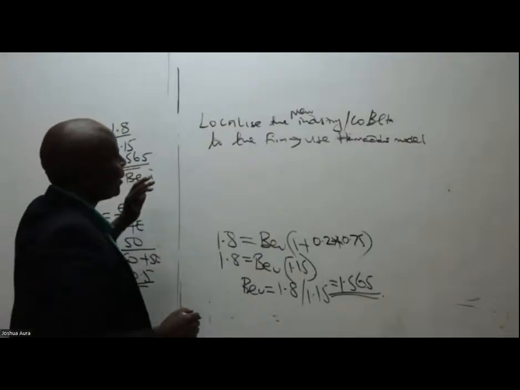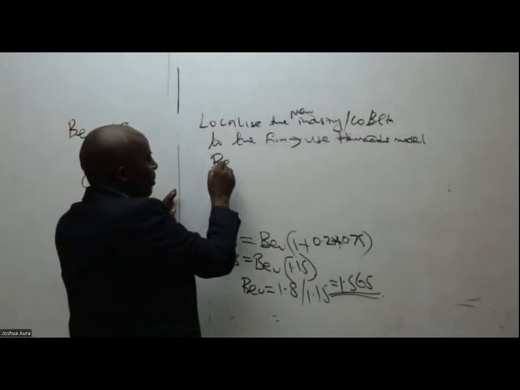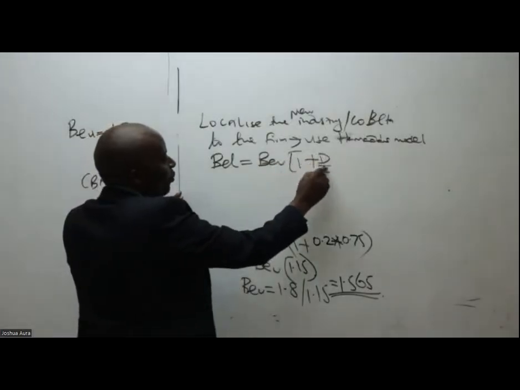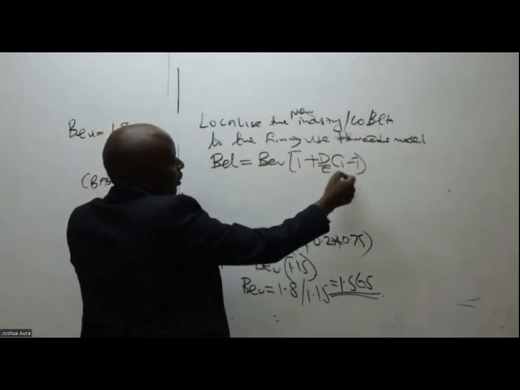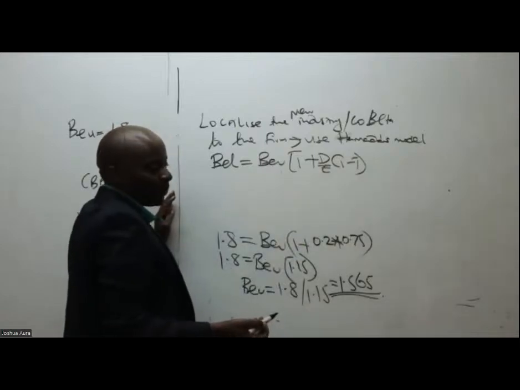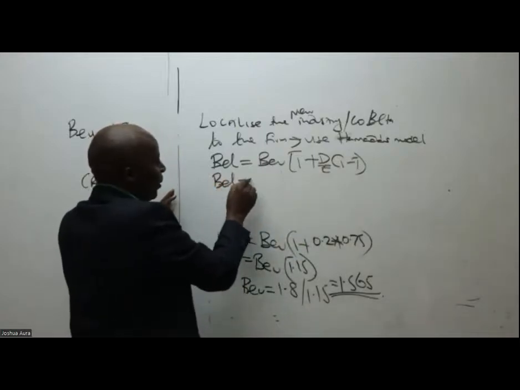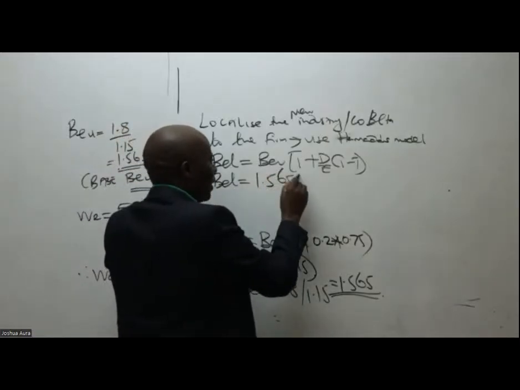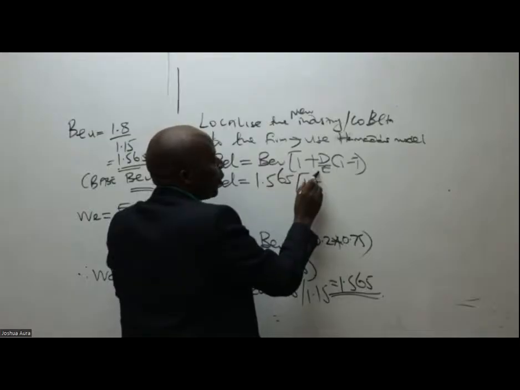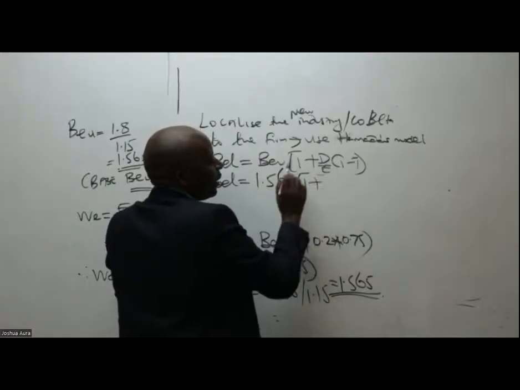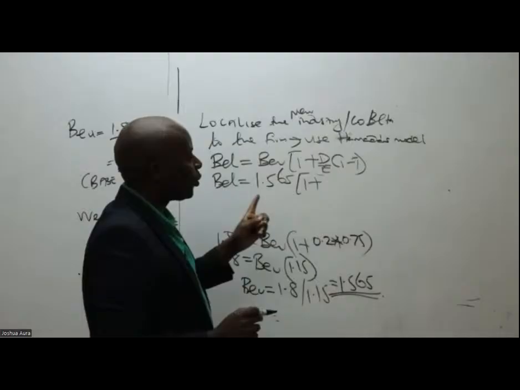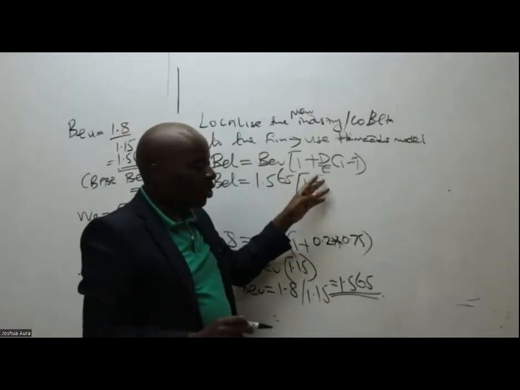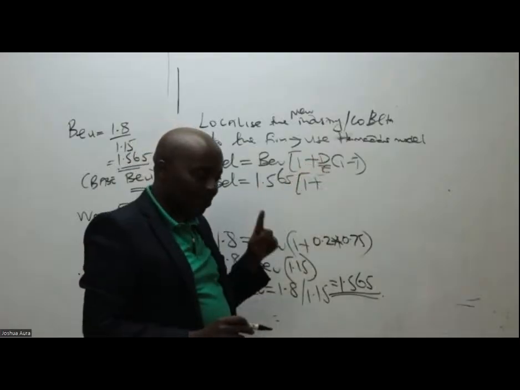So if that is the case, ladies and gentlemen, what do I have? Again, I'll go back there. BEL equals BEU into 1 plus debt over equity into 1 minus tax. So my BEL here will be equal to BEU that you have just given me of 1.565 into 1 plus the debt to equity ratio of the company. I'm localizing this to the company, so I have to use the debt to equity ratio of the company.